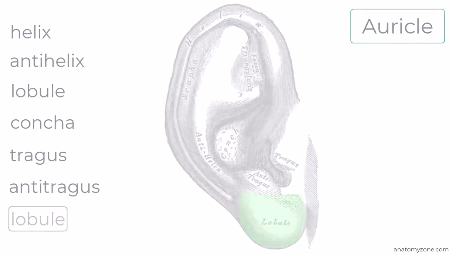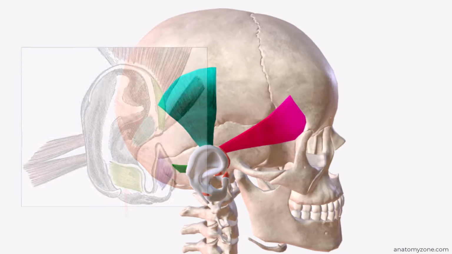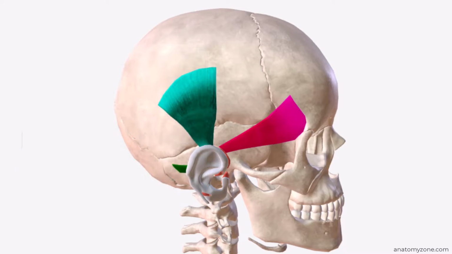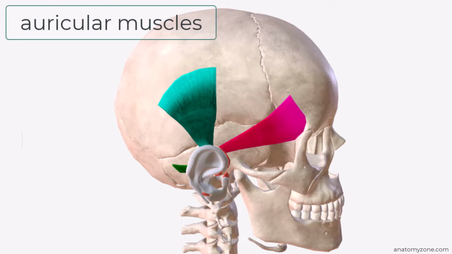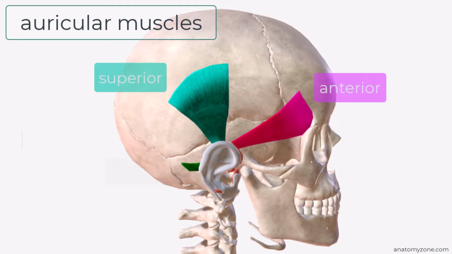In terms of the muscles of the external ear, you've got both intrinsic and extrinsic muscles associated with the auricle. The intrinsic muscles run through the cartilaginous framework of the auricle itself, whereas the extrinsic muscles consist of three auricular muscles. You've got the anterior, the superior, and the posterior auricular muscles.